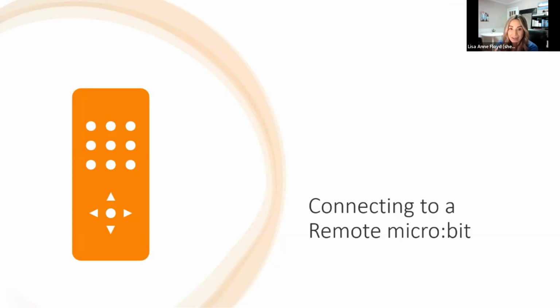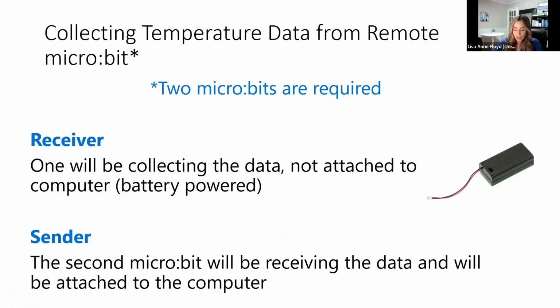If you want to collect data in this way, there are other ways you can connect two microbits with both of them not being attached to the computer, depending on what the purpose of your application is. So we'll have what I would call the receiver. The receiver is the one that's going to be attached to the computer. I have it backwards on my slides for some reason, so that's what threw me off. One will be collecting the data, not attached to the computer.